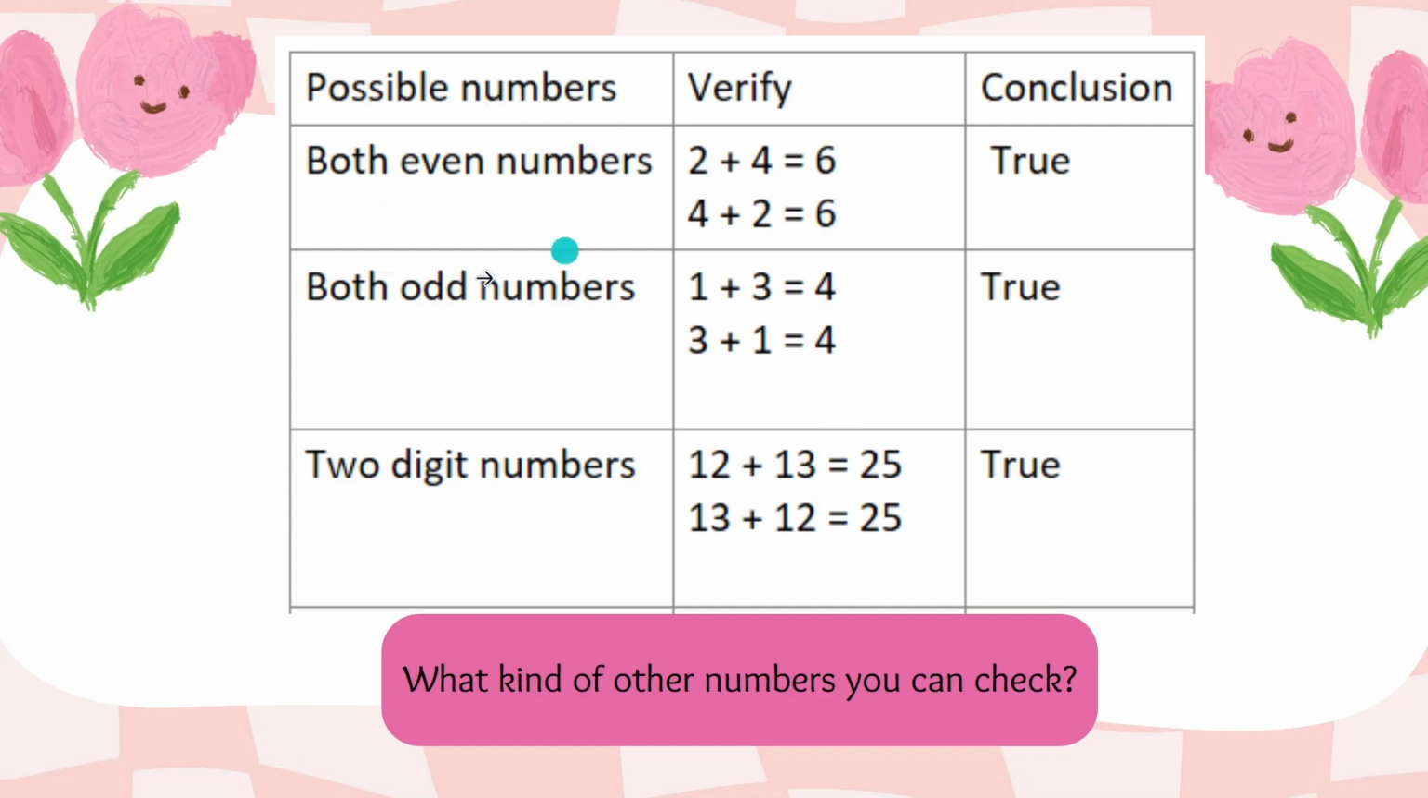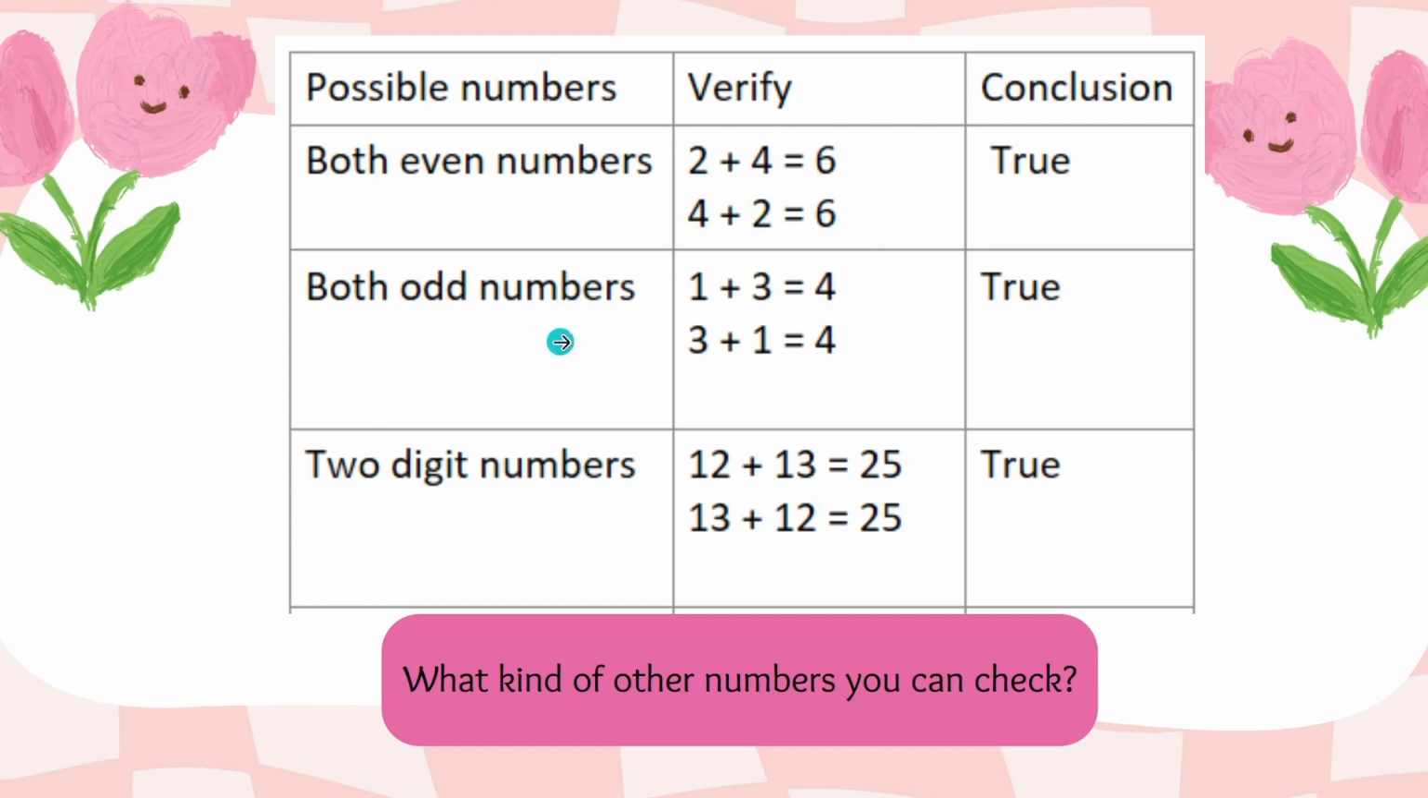You can actually take possible numbers, right? And then do a verification and then a conclusion. So here in the prompt, we see 2 plus 3, which means it's an odd number and an even number. So maybe that holds true, but what happens if both are even numbers? 2 plus 4 is 6 and 4 plus 2 is also 6. So your observation that the total remains the same when you add either way is true.